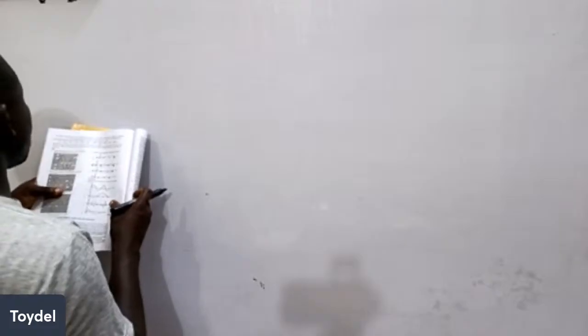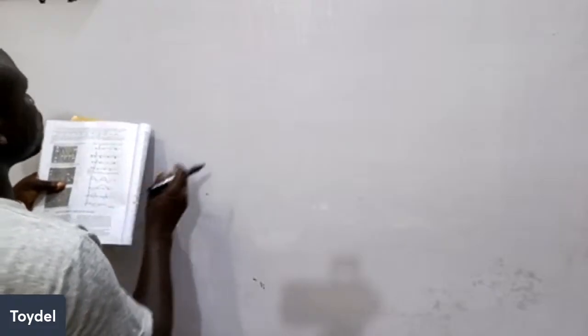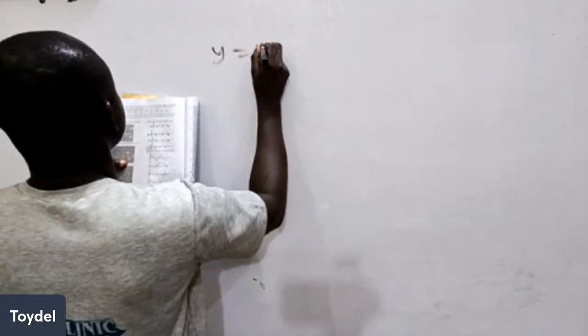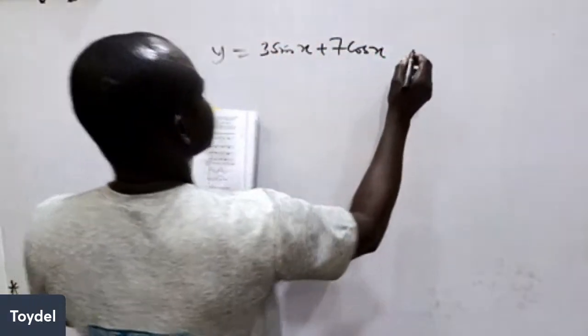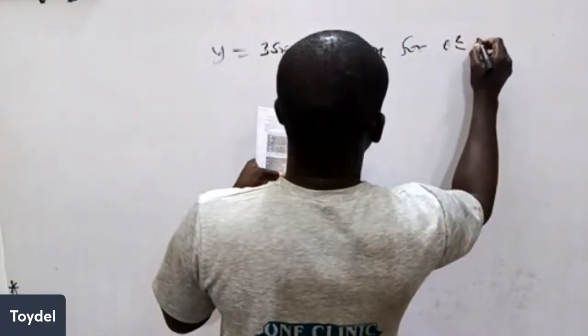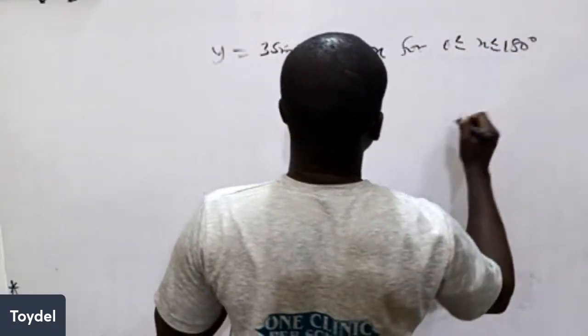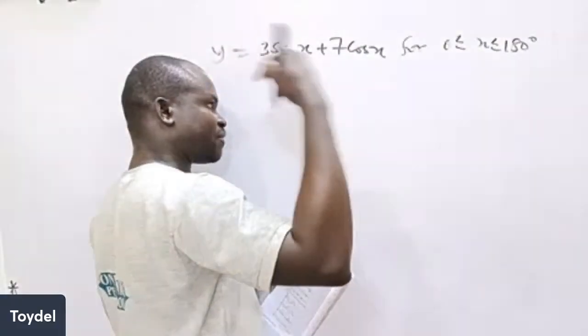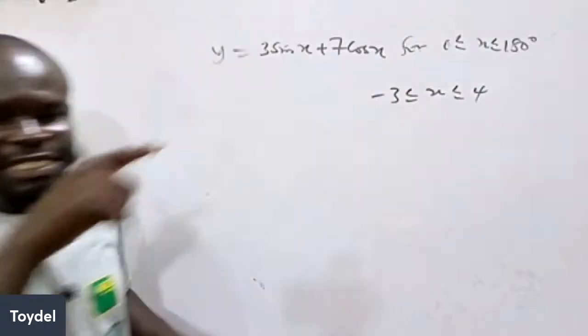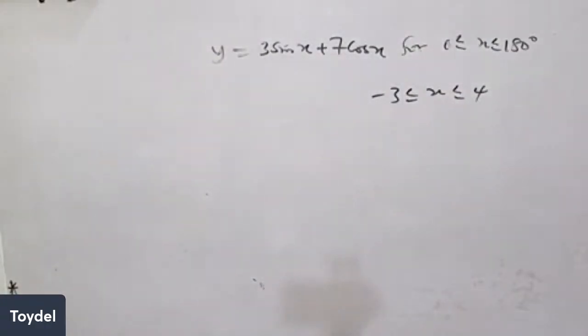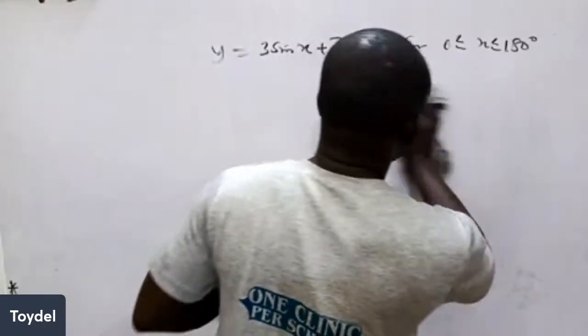Copy and complete the table of values for y is equal to 3 sine x plus 7 cos x, for 0 less than or equal to x less than or equal to 180. Look, in the case of quadratic and linear graphs, the value of x is minus 3 less than or equal to x less than or equal to something like this. But since we are in trig graphs now, we'll be talking about angles. Our range of values will be in the form of angles.